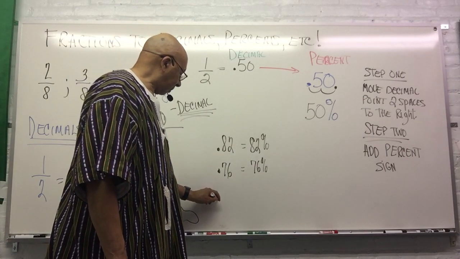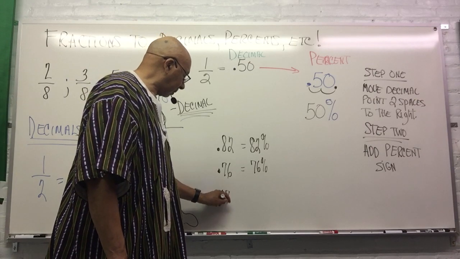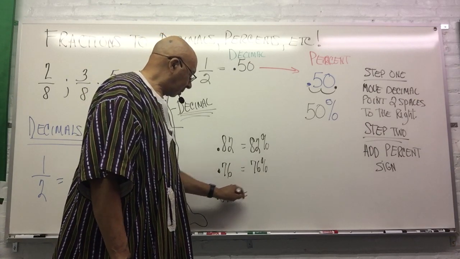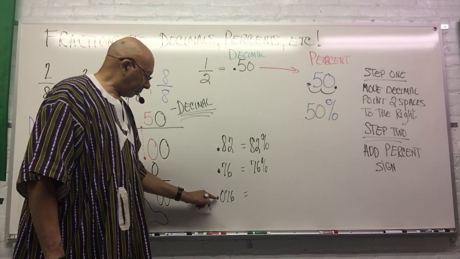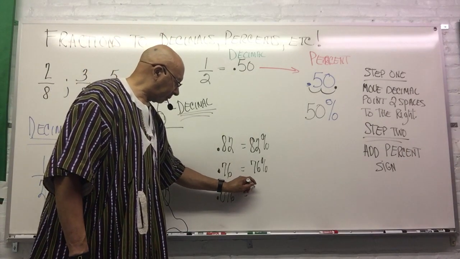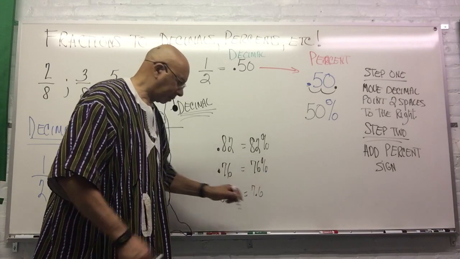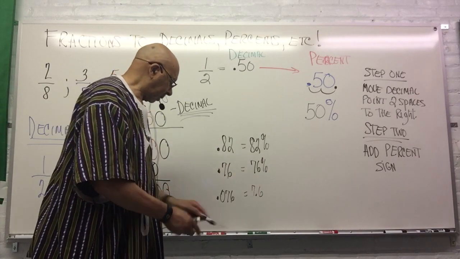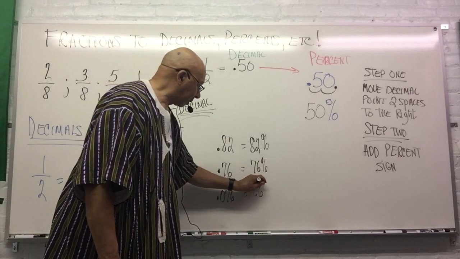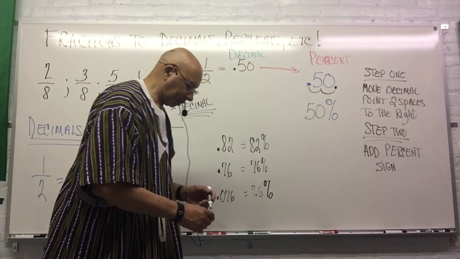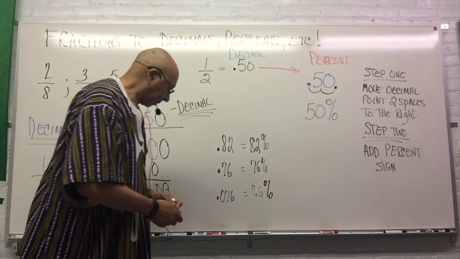What if I said 0.076? You say, no problem, you can't trick me. I move the decimal point 2 spaces, it's 7.6. The pen is not working right. 7.6%. So you have it.